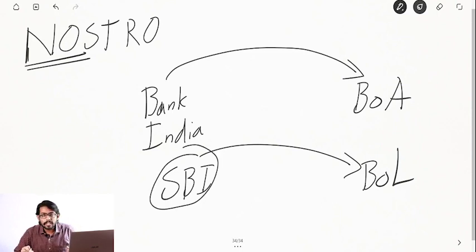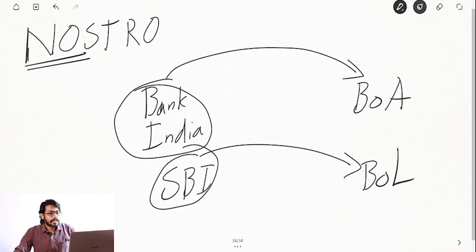Similarly, SBI is maintaining an account with Bank of London or Bank of America, or Deutsche Bank. Deutsche Bank is a German bank. So SBI, a bank based in India, has an account with a foreign bank. That is called the Indian Bank's Nostro account. It is like an asset account. I am depositing in a foreign bank. That is an asset account. I have an account with a foreign bank.